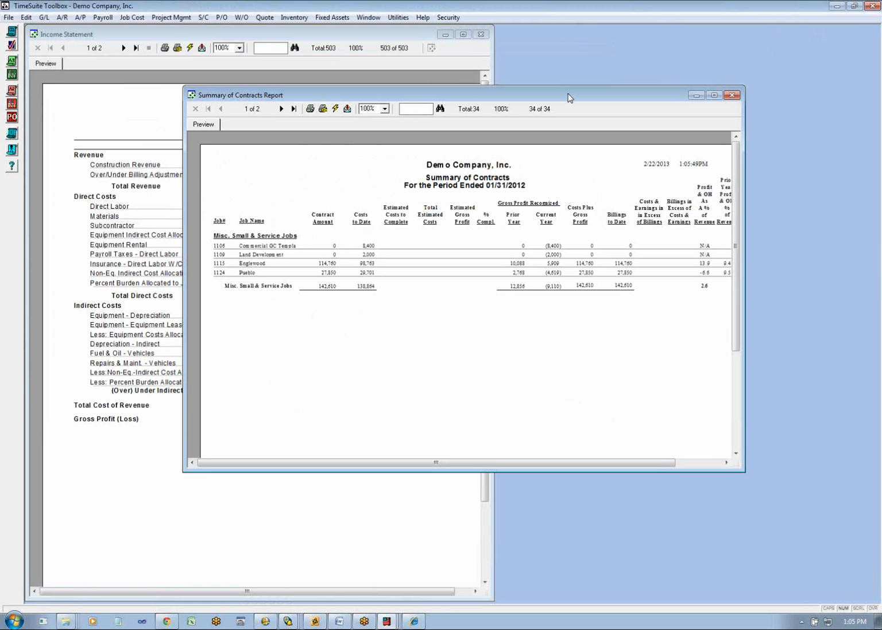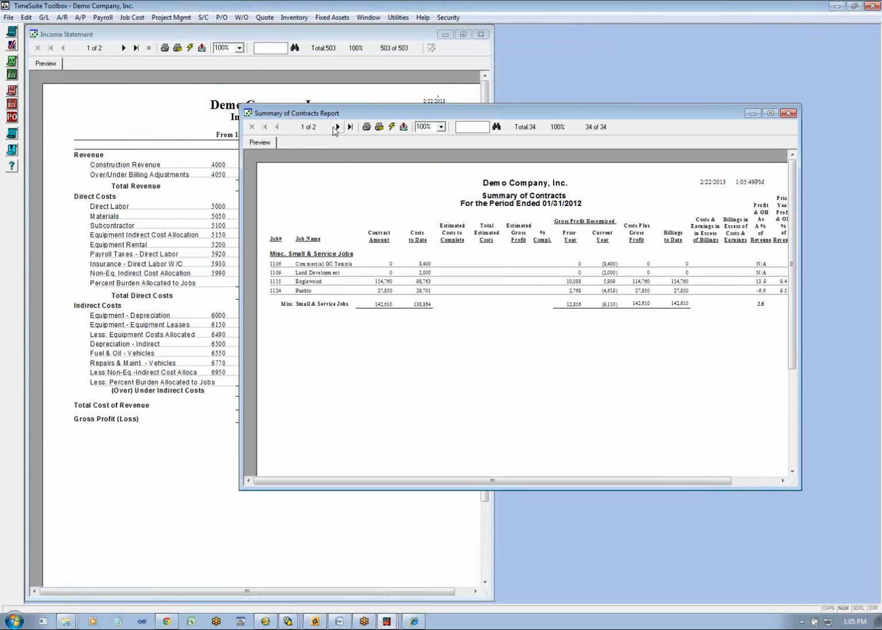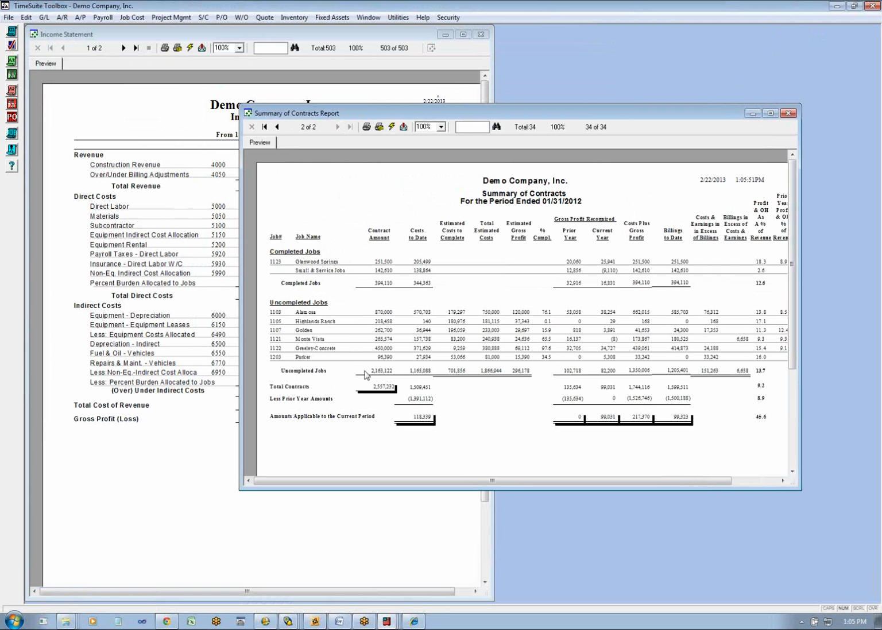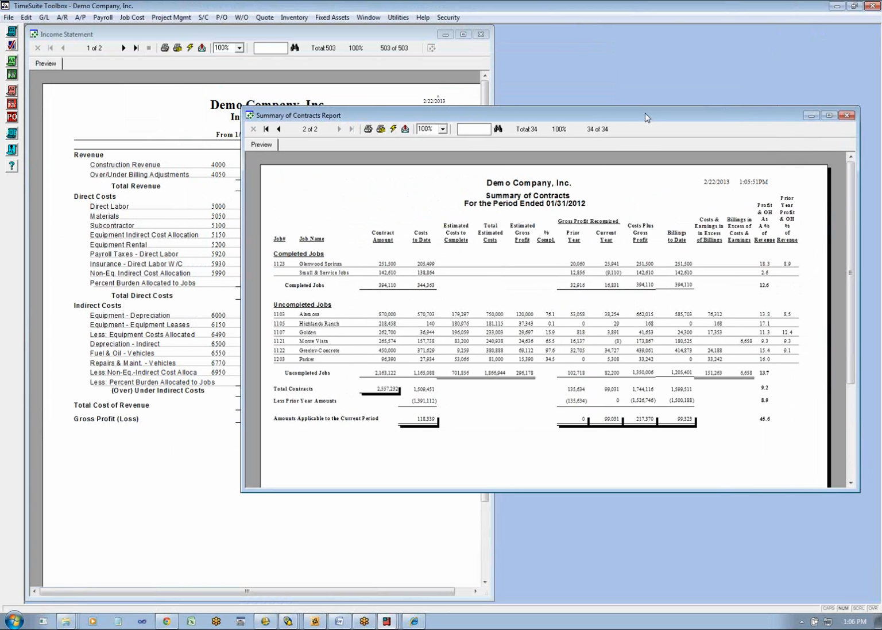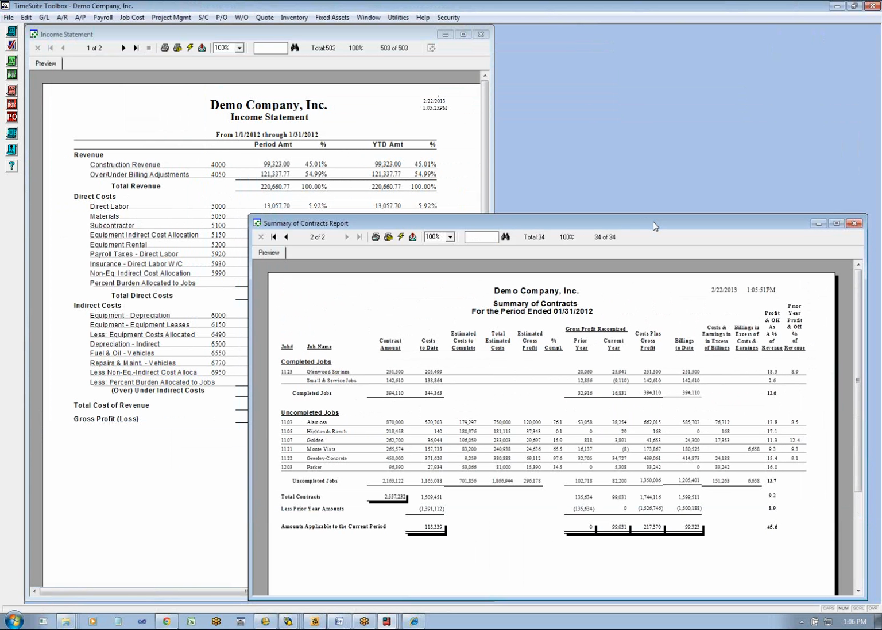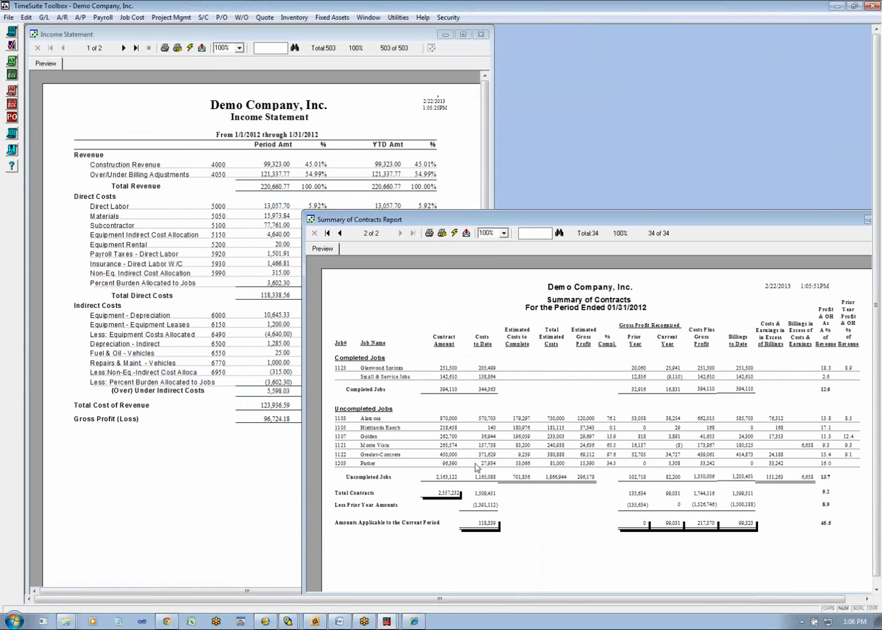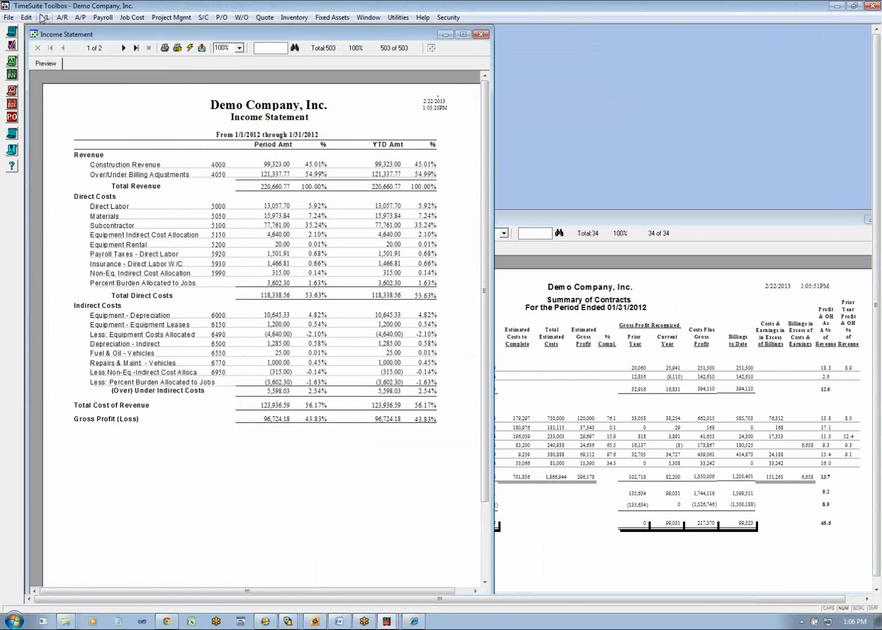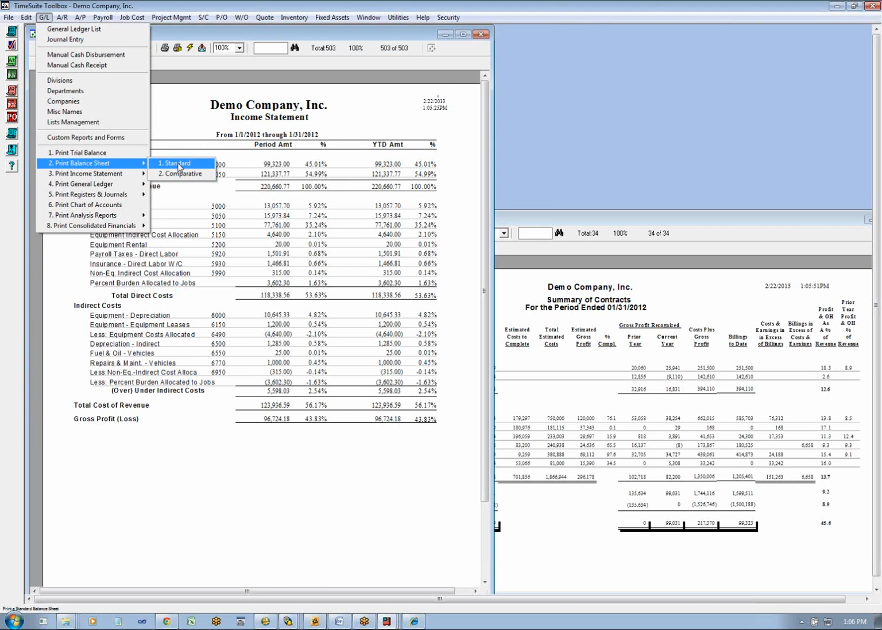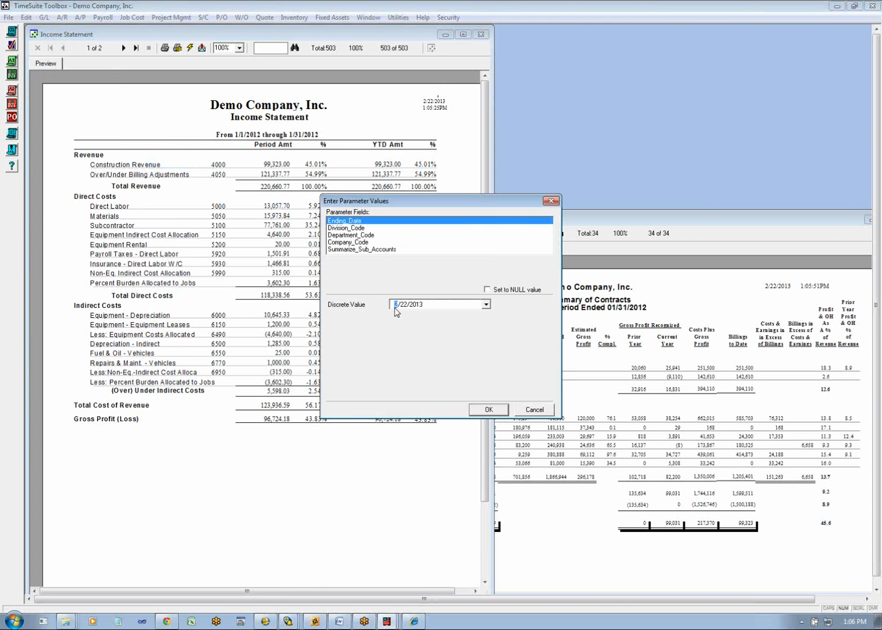Okay, so here on our summary contracts, we have our small job schedule that comes up first. And then we have our completed jobs and our open jobs. In our open jobs, we have our over under billings calculated. We'll cover some fairly elementary concepts for some of you that are not familiar with it. So let's talk about what over under billings is. Let's talk about the balance sheet and how it reflects on that as well.